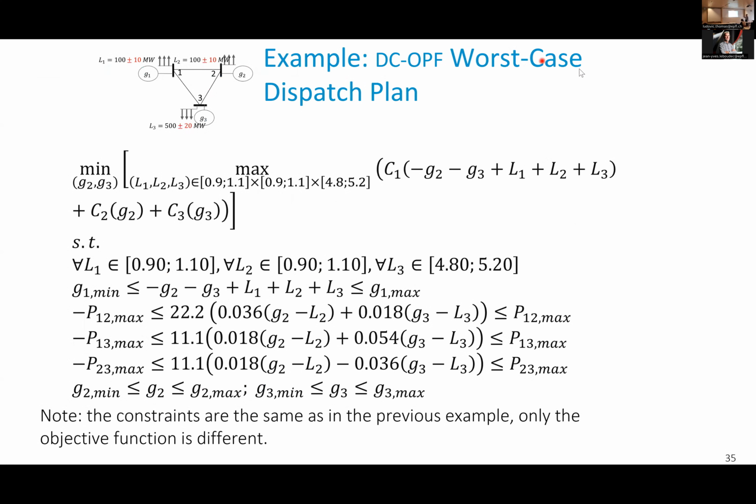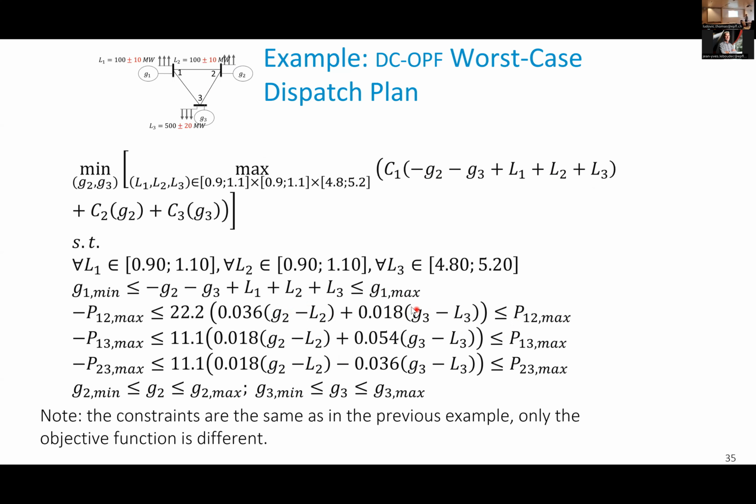If we do this for our dispatch plan, then that becomes the worst case dispatch plan. We have the same problem as before, except now the cost I take is the max of the costs, the cost of G1 essentially. G2 and G3 are fixed optimization variables. So this is what we obtain here. The rest is just as before. I have solved all the problems I had before.